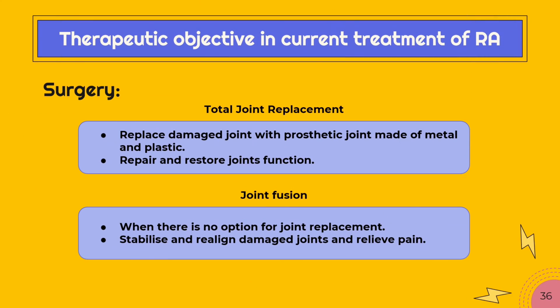Next, total joint replacement. This replaces the damaged joint with a prosthetic joint made of metal and plastic. Total joint replacement surgery helps to repair and restore joint function. When there is no option for joint replacement, joint fusion will take place. This helps to stabilize and realign damaged joints and relieve pain in rheumatoid arthritis patients.